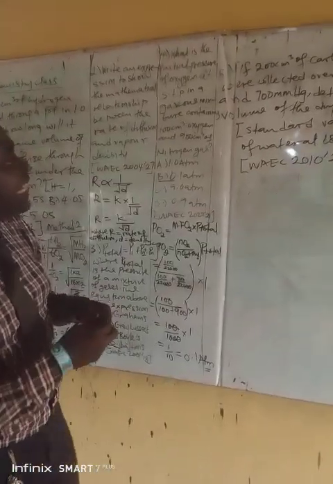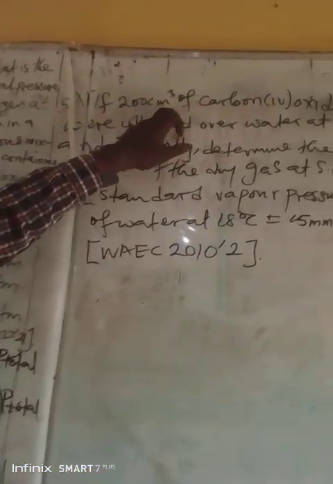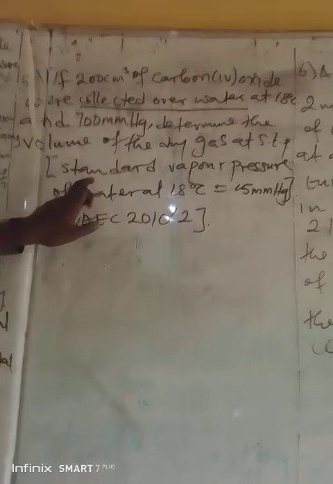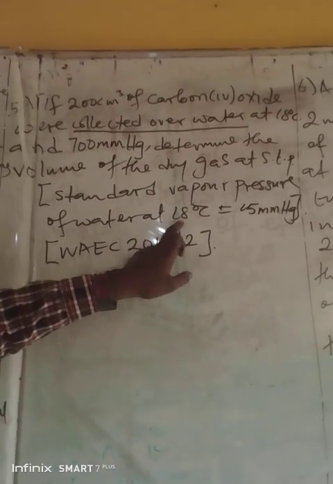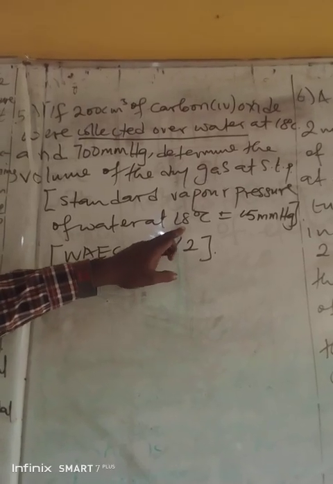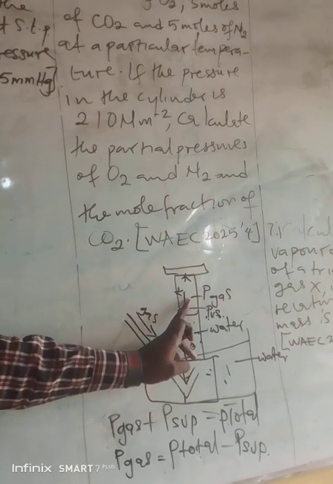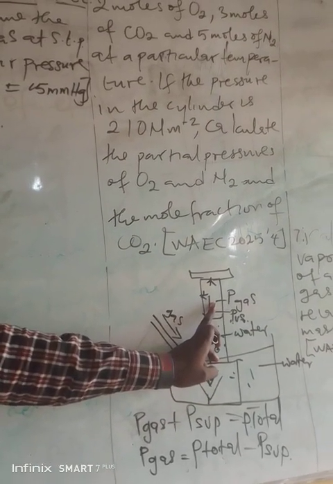What do we mean? Anytime you see a question like this, a general gas equation, they say if 200 centimeter cube of carbon(IV) oxide were collected over water, when you see that statement, go to the last part of the question and check. They must write this for you: the saturated vapor pressure of water at, they will give you the temperature. Which temperature? 18 degrees C. Collected over water at 18 degrees C. Are we there? So the saturated vapor pressure that is coming here must also be at 18 degrees C. It must be given to you.